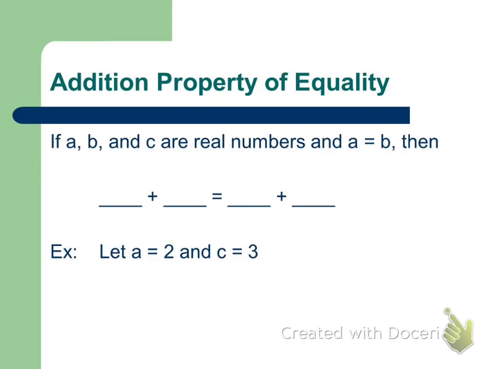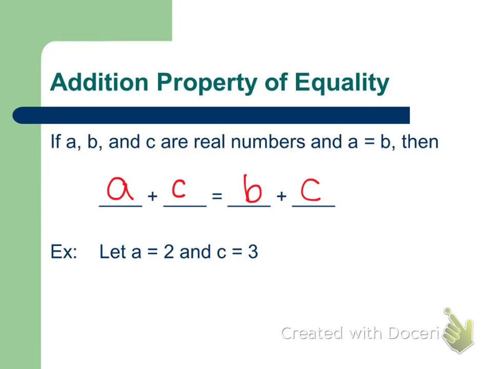The addition property of equality states that if A, B, and C are all real numbers, and A is equal to B, then A plus C is equal to B plus C. So we just added the same thing to both sides of this equation that they gave us. We added C to both sides.